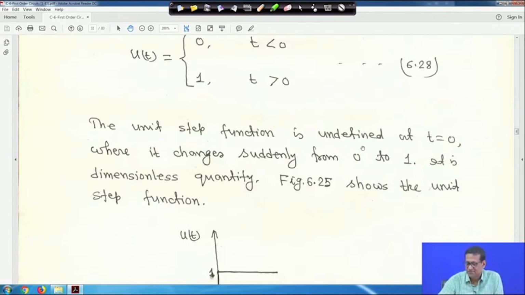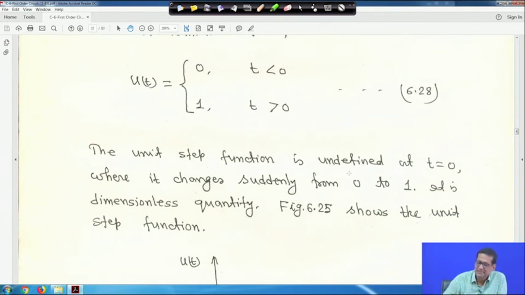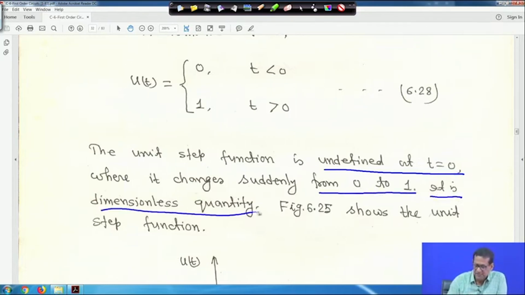But one thing is there: it is undefined at t equal to 0. For t less than 0 it is 0, for t greater than 0 it is 1, but it is undefined at t equal to 0, where it changes suddenly from 0 to 1. And the second thing is, it is a dimensionless quantity; we have to keep this in mind. Figure 25 shows the unit step function.